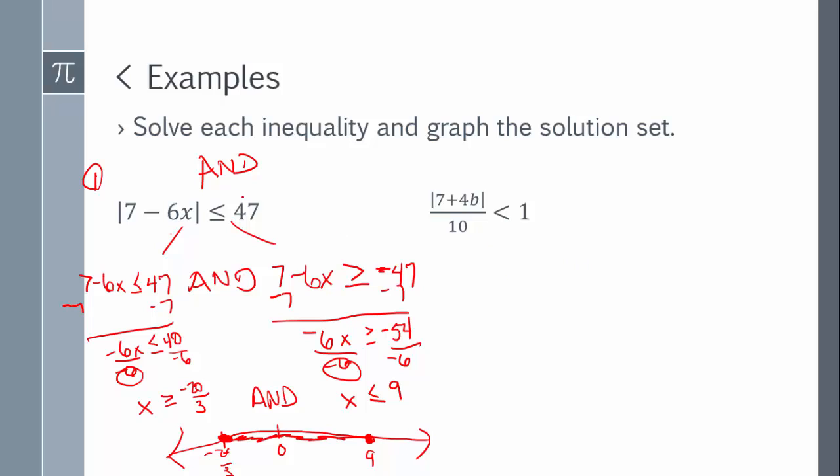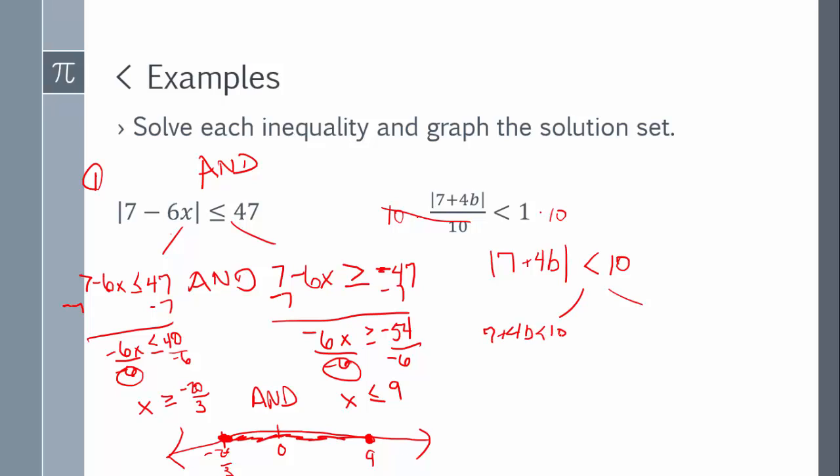Okay, it's still going to be an "and" inequality because it's less than. The bar is insignificant. First thing I want to do, though, just like when we did absolute value equations, I want to isolate my absolute value symbol before I rewrite into a compound. So I'm going to multiply both sides by 10. Now the absolute value of 7 plus 4b is isolated. Okay, so now I'll write my two inequalities.